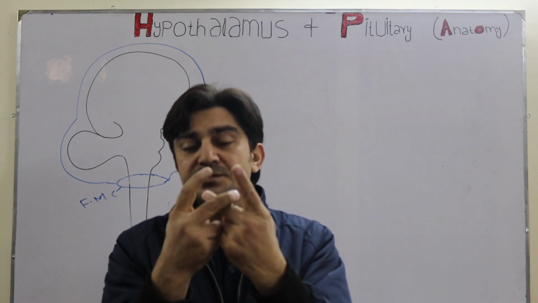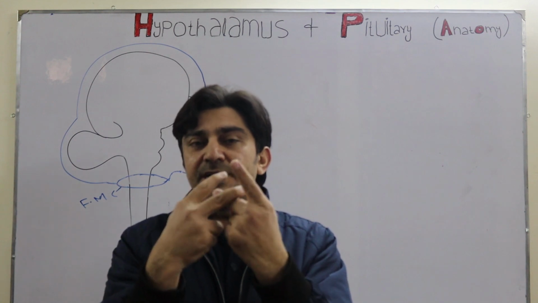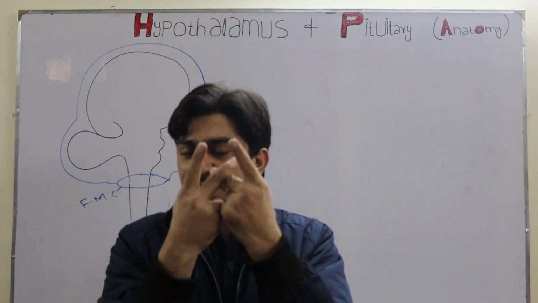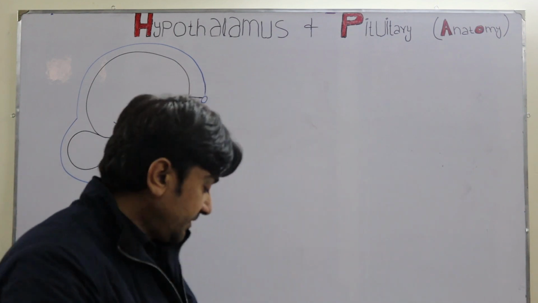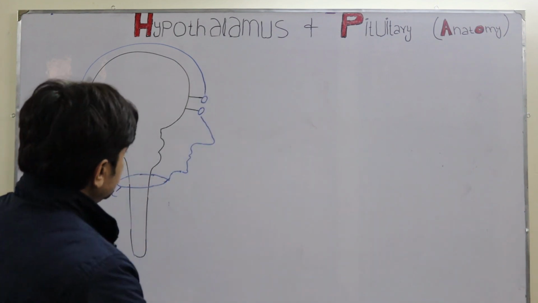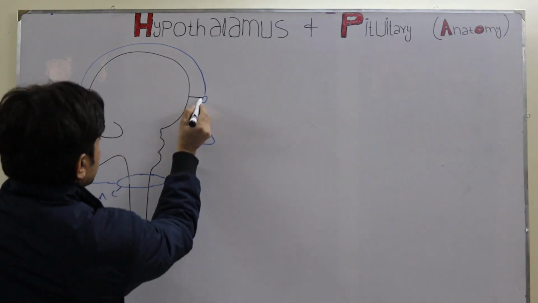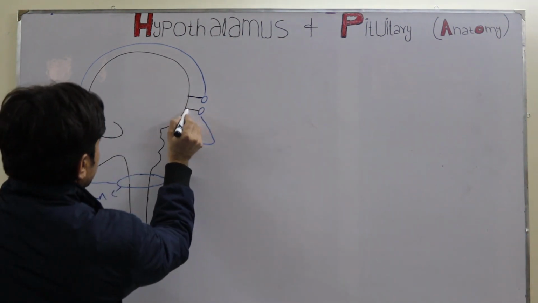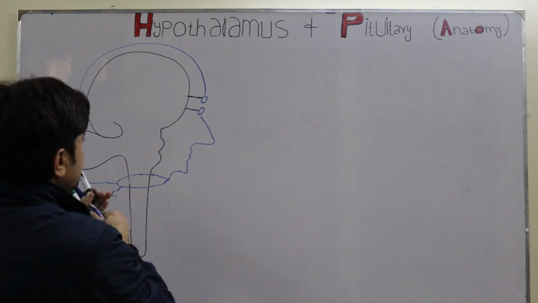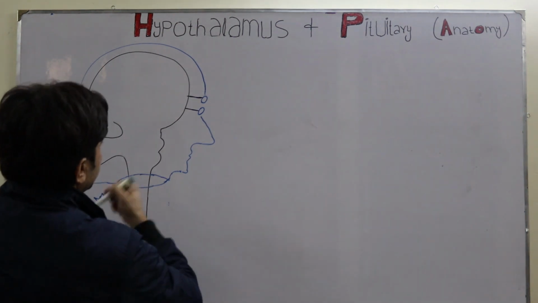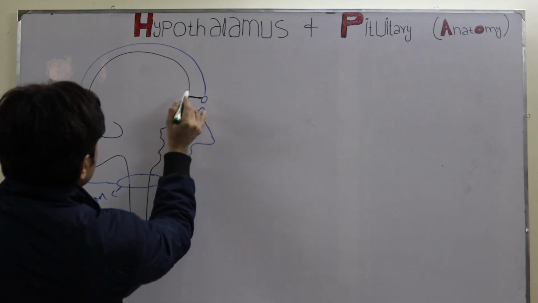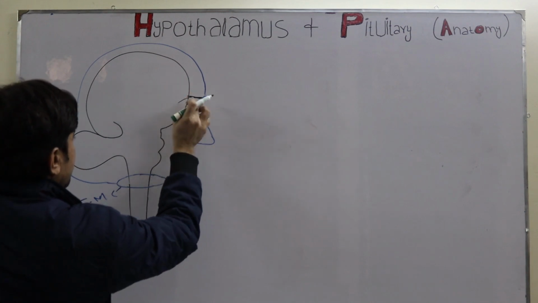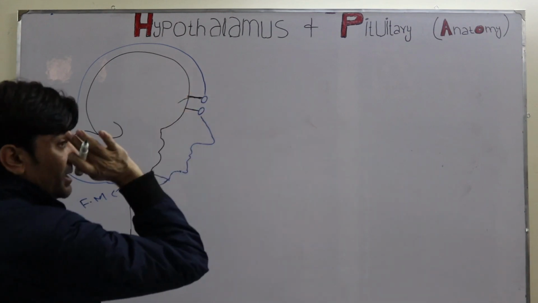Now, the region of nervous system beyond the optic chiasma is the hypothalamus. So let me show here with the help of a diagram. Let's suppose this is one optic nerve, fibers of one optic nerve, and here are the fibers of another optic nerve. Fibers of that optic nerve move to its respective cerebral hemisphere, and this optic nerve also moves to its respective cerebral hemisphere.